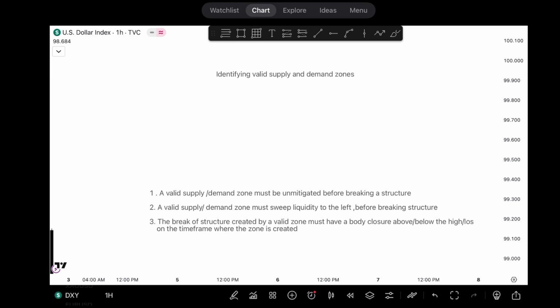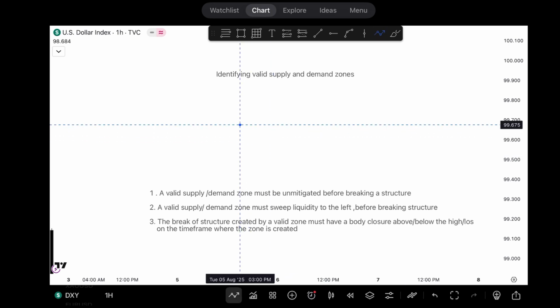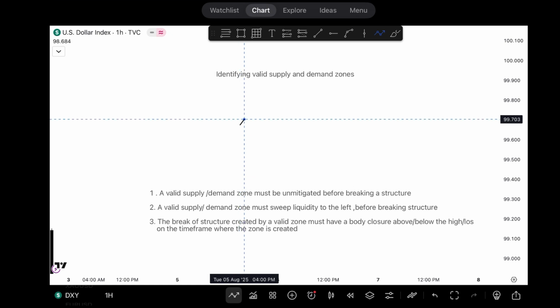A supply zone is a zone where selling pressure overwhelms buying pressure, causing a quick drop in price. And the opposite is demand zones, where buying pressure overwhelms the selling pressure, causing a quick sharp rise in price. So let me just draw a quick schematic of what a supply zone can look like.